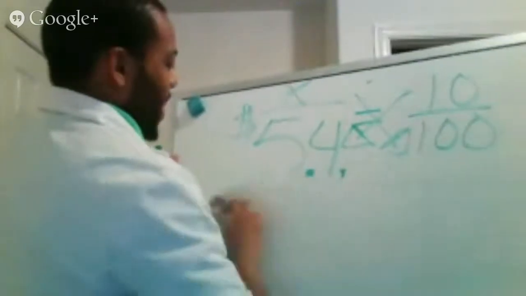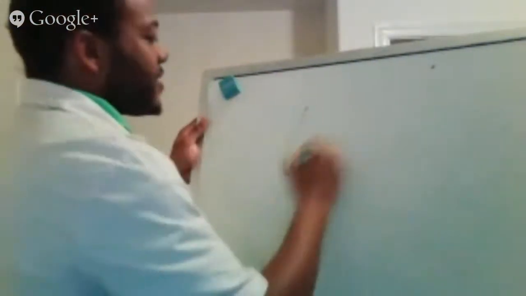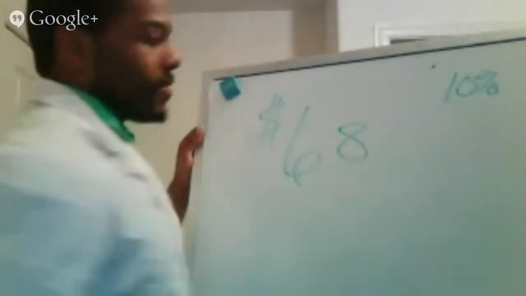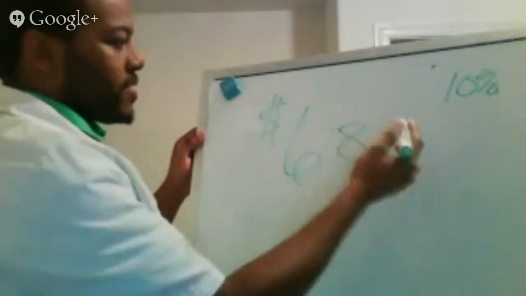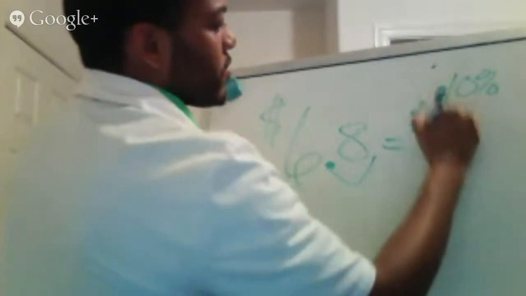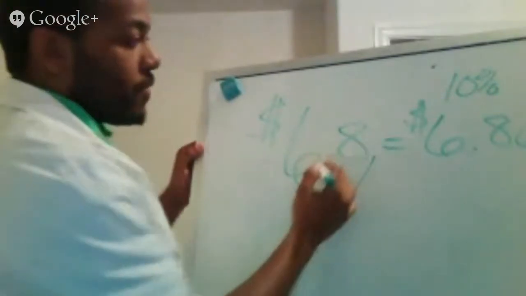Now, if that's true, though, if you have $68, what's 10% of that? Well, we know that it's 10, so we just move the decimal, and you have $6.80, because you just moved over to the left once.